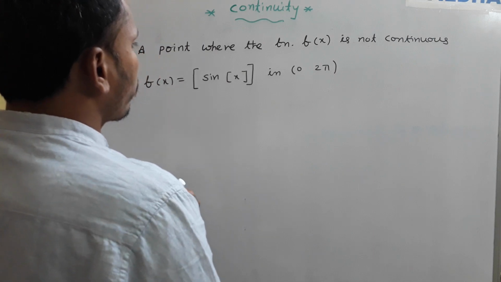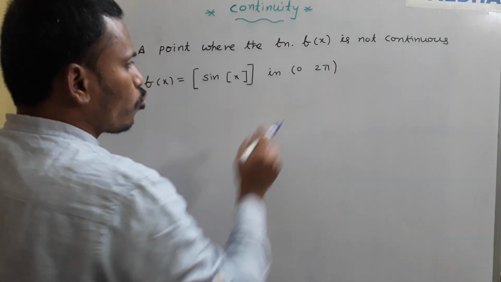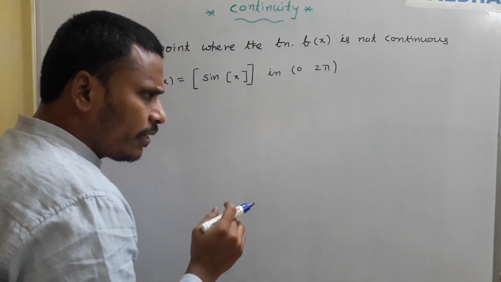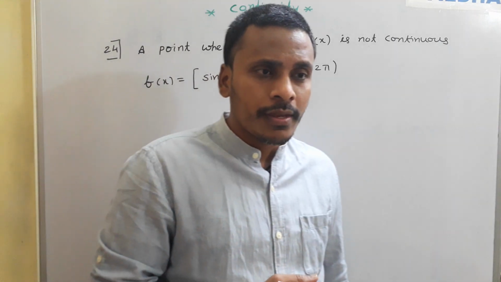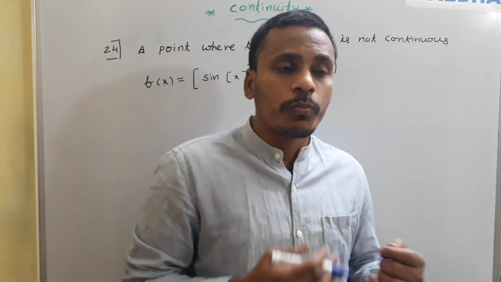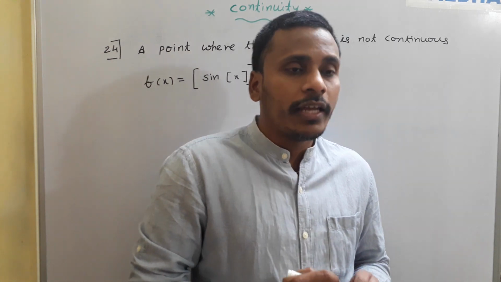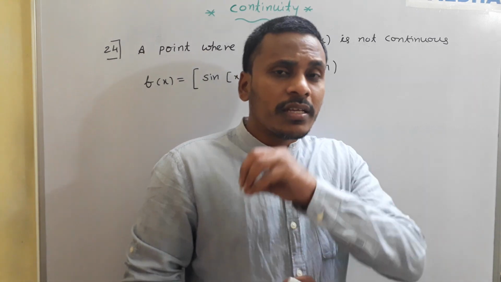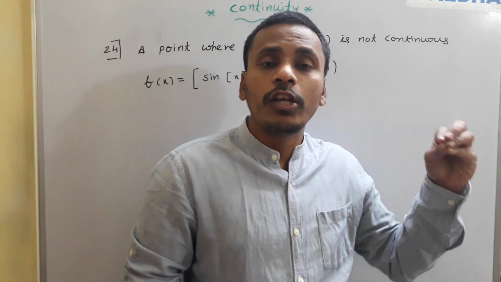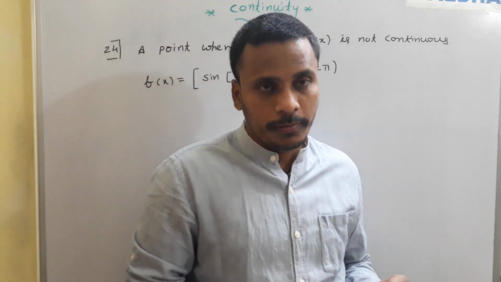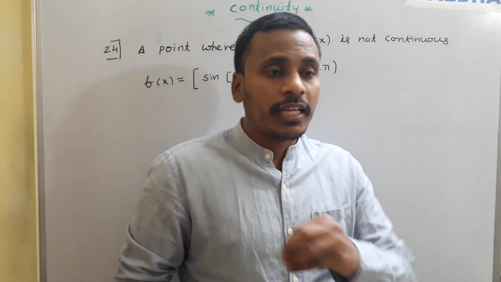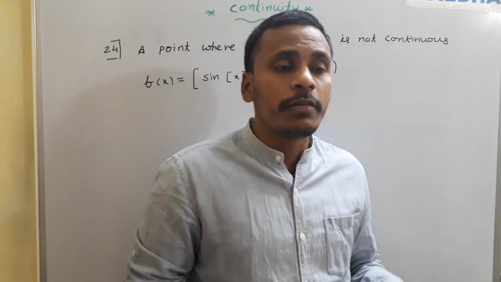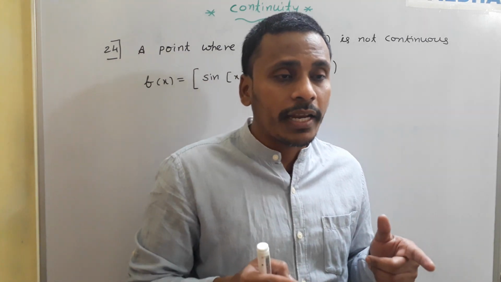This is 0 to 2π. I know about sine in the first quadrant, it is 0 to 1. The range of sin x is 0 to 1 in the first quadrant, whereas in the second quadrant also it is 0 to 1. From 0 to π, the values of sin x are from 0 to 1 only. Whereas from π to 2π, that means in the third and fourth quadrants, the values of sin x are negative, and in particular its range is between -1 and 0.